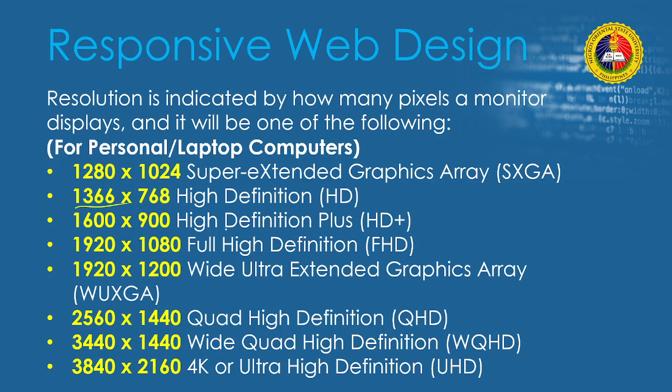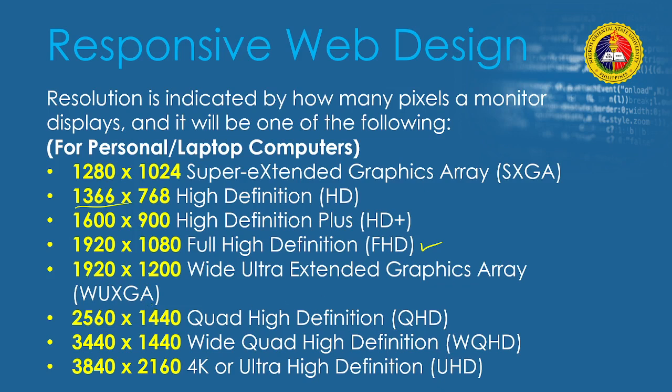And then we have high definition plus or HD plus. The resolution is 1600 by 900. And then perhaps another more common screen resolution is 1080p or full HD. That is 1920 by 1080. In fact, my laptop is 1920 by 1080. This is one of the more common screen resolutions for laptops or personal computers or even our TVs at home. Okay, and then we have Wide Ultra Extended Graphics Array or WUXGA.